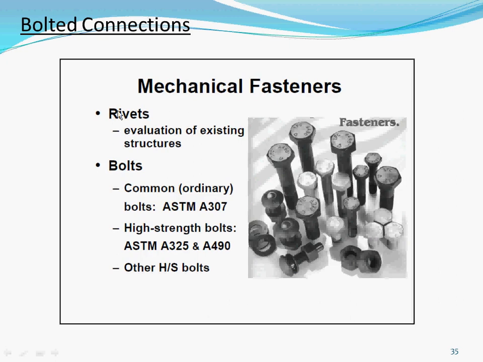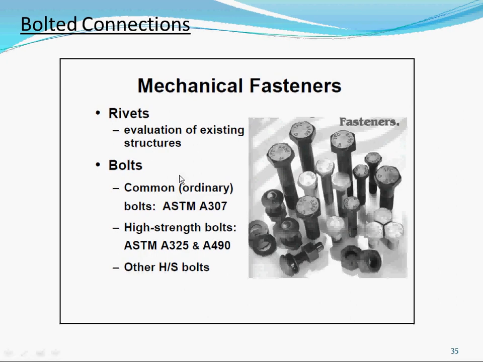Fasteners: before, rivets were used in existing structures. Now bolts are very common. So A307 and A325. A307 is considered a common bolt. Ordinary high-strength bolts are the A325 and A490, and that's what the AISC or the RCSC book covers. It's just the high-strength bolts.